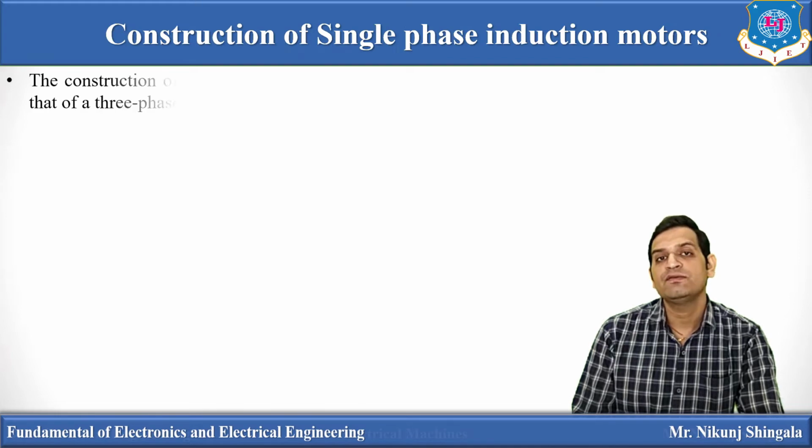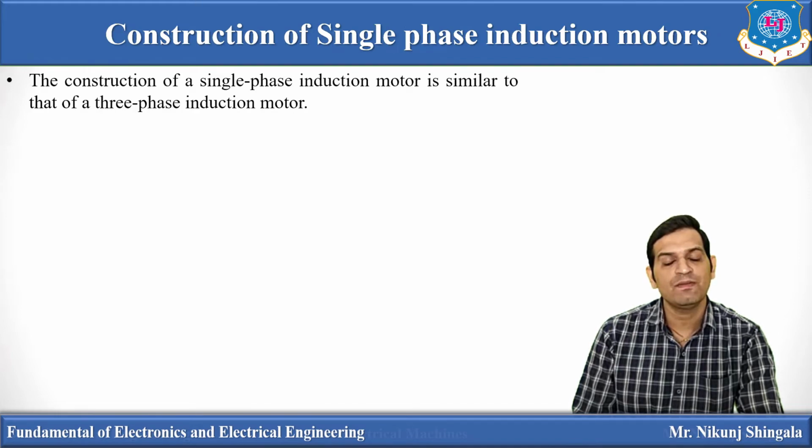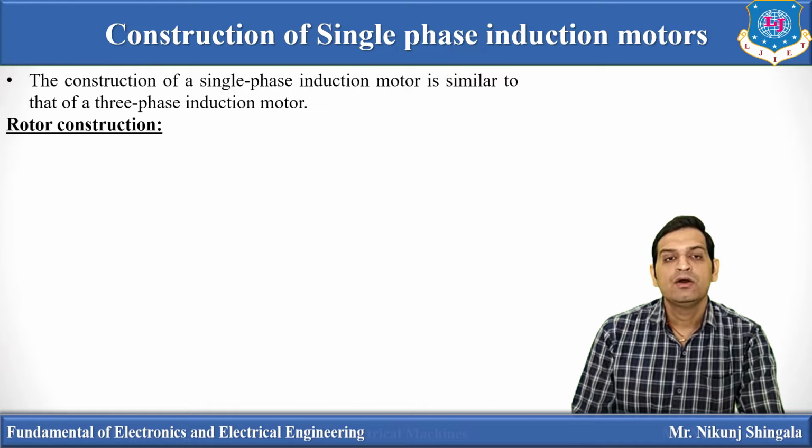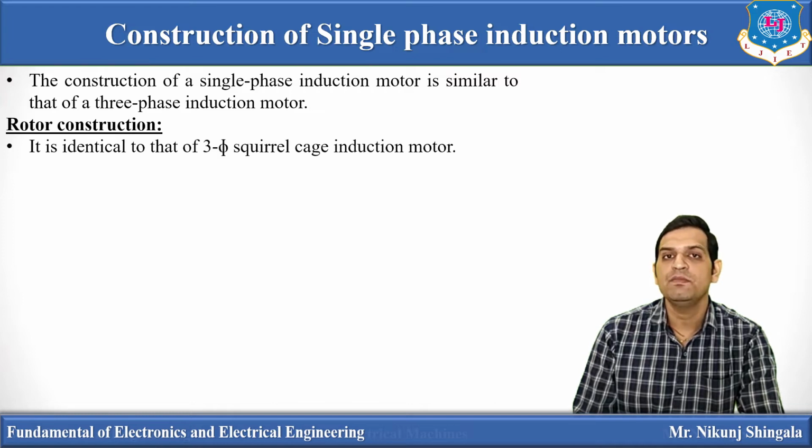Now the construction of the single-phase induction motor. An induction motor basically consists of two parts, rotor and stator. The stator is the stationary part, and the rotor is the rotating part. The construction of a single-phase induction motor is similar to that of a three-phase induction motor. Rotor construction is quite similar, identical to the three-phase squirrel cage type of induction motor.